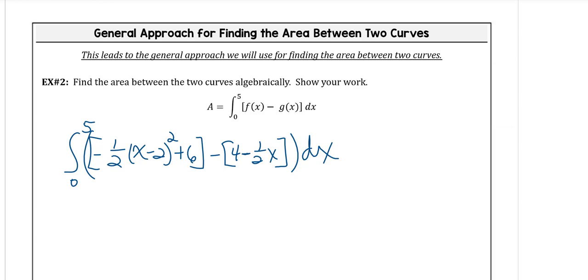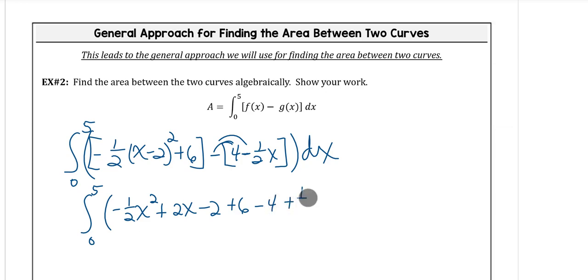So I am going to expand my parabola and put it in standard form. So when I do that, I'm going to have negative 1/2 x squared plus 2x minus 2, and then I have my plus 6 there, and then distributing the negative sign, I'll have minus 4 plus 1/2 x dx.